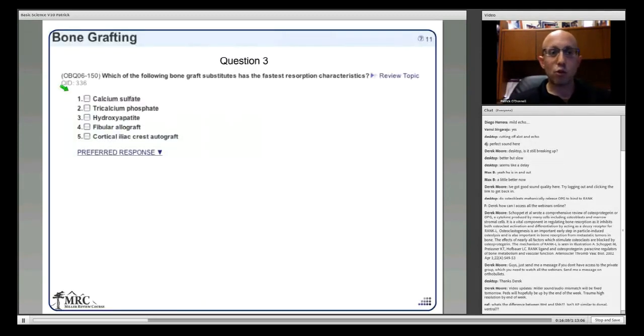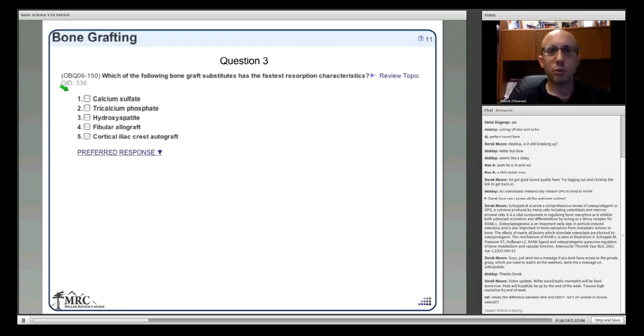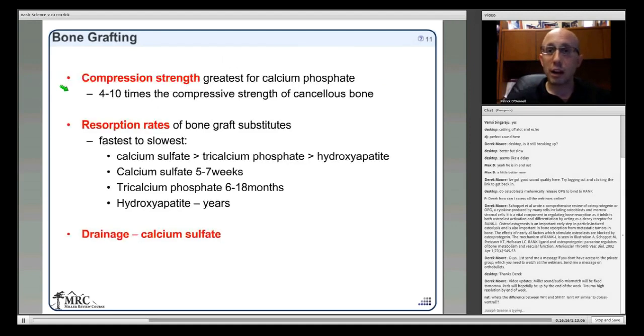Next topic, bone grafting. Question 3, which of the following bone graft substitutes has the fastest resorption characteristics? So I like questions like this because I can categorize in my mind. If you think of the different bone graft substitutes that you have, just try to remember the differences between the two. So compressive strength, what's the greatest? It's for calcium phosphate. It's 4 to 10 times greater than the compressive strength of cancellous bone.